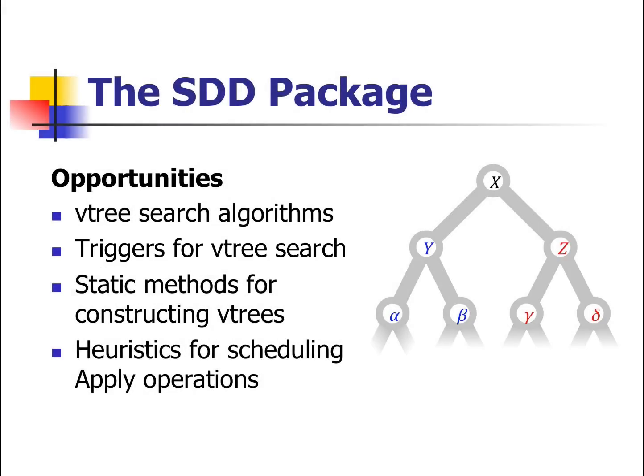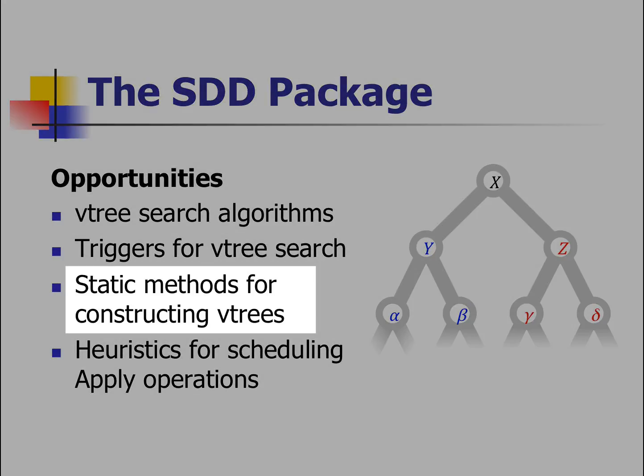And the third way that one can contribute to the SDD package is perhaps adding methods for statically constructing vtrees. Currently, the package only has simple methods that do not even analyze the structure of the input, just things like left linear, right linear, vertical, random, balanced. But one could add static methods that actually analyze the input, let's say of a CNF or a DNF, and then try to come up with a more informed vtree to seed the bottom-up compilation process.